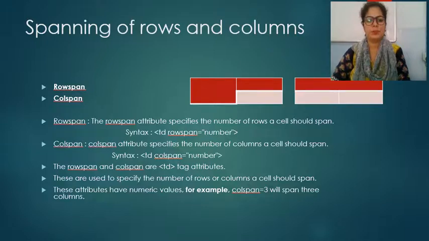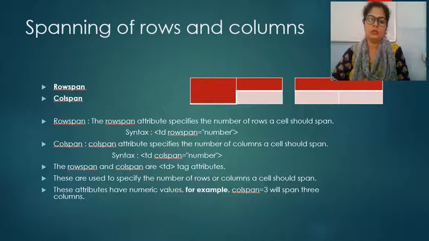Good morning, students. Today we will start with the next topic of HTML: spanning of rows and columns. In the previous lecture, we studied tables, rows, columns, how we can create a table, and what type of tags we have to use while creating a table. Whenever we have to create a table, we have to use the table tag. The other tags are the TR tag, TD tag and TH tag.